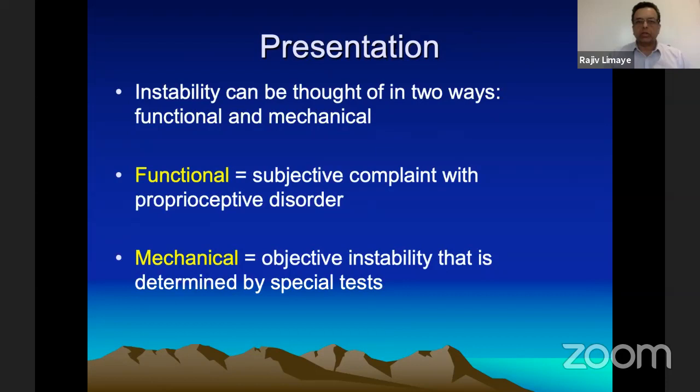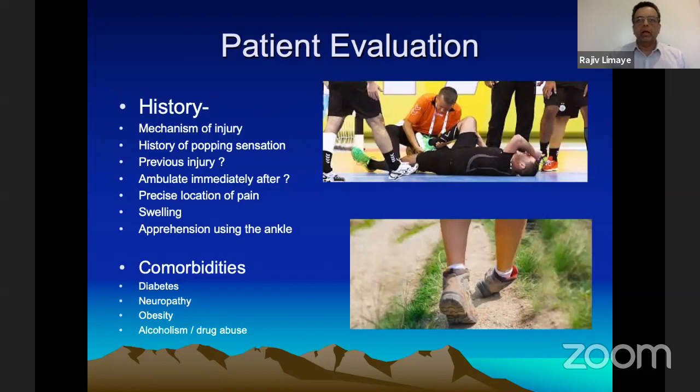So in the acute setting, the patient evaluation is very important. We need to take the history of the injury, the mechanism of the injury, if there was any previous injury, could they mobilize after the previous injury, where's the pain, where's the swelling, and then also take into consideration other symptoms and comorbidities.